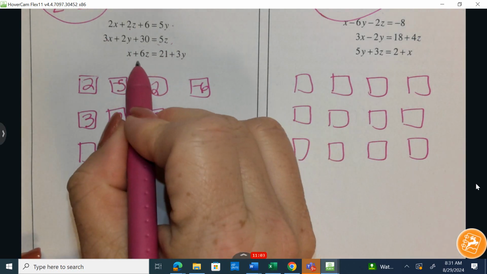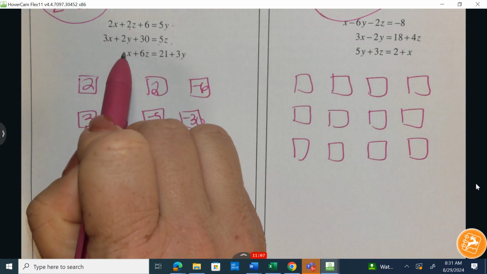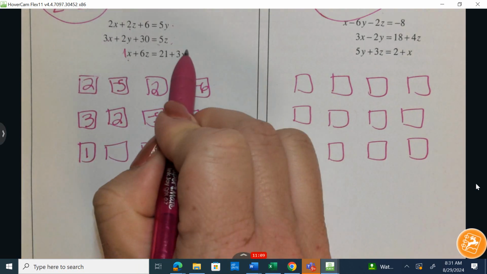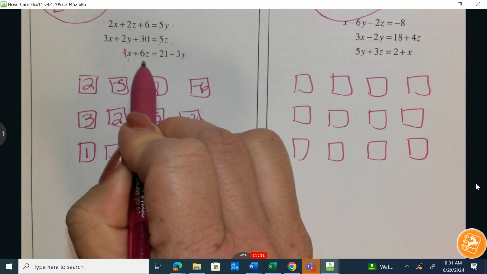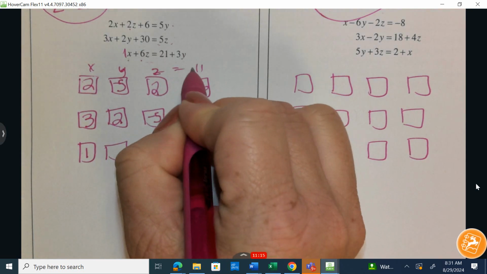My last equation, x with a hidden 1 in front, is on the correct side. When 3y comes to the left side, remember it's x, y, z, and your constant.